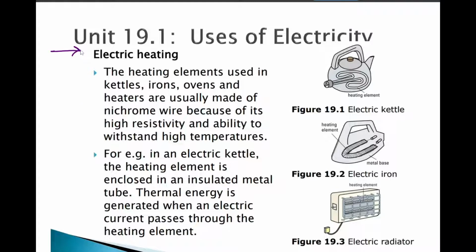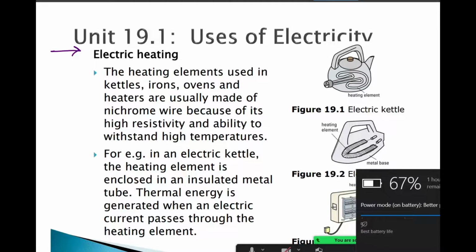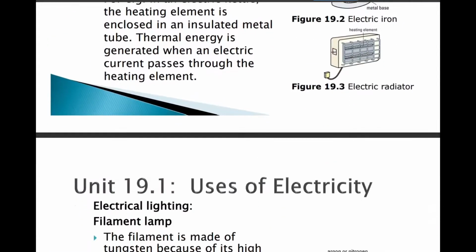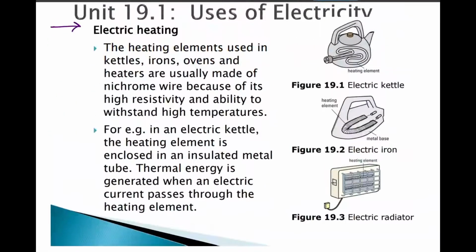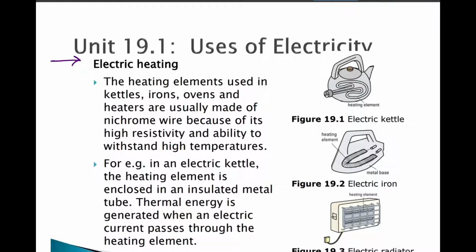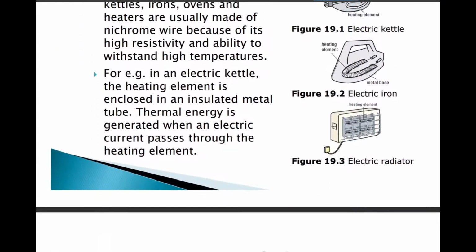We use it as electrical heating, okay, and we use it for electric kettle, we use it for electric iron, we use it for electric radiator. And electric radiator is basically an electric heater that we use in winters, right? So you may read about the details, but right now the topic is about utilization. Okay, so electric kettle, then we have electric iron that we use to press our clothes, right?